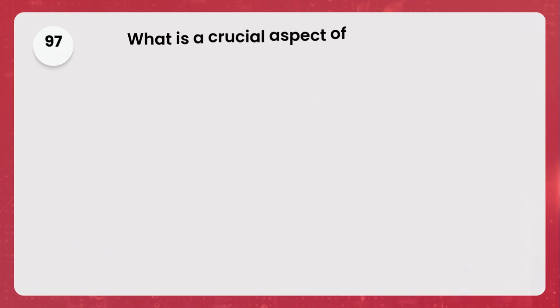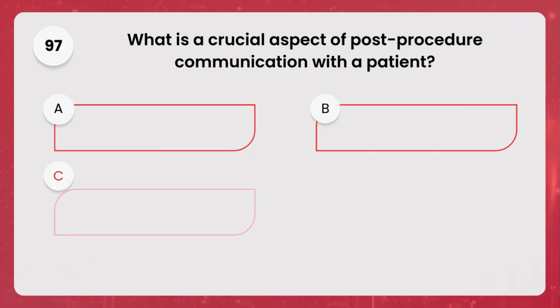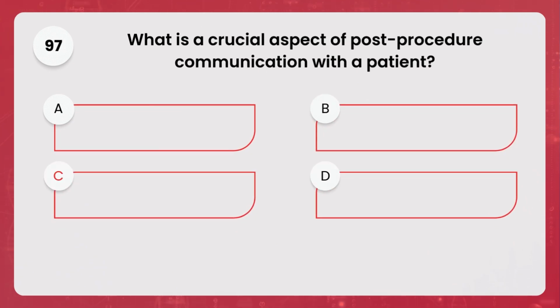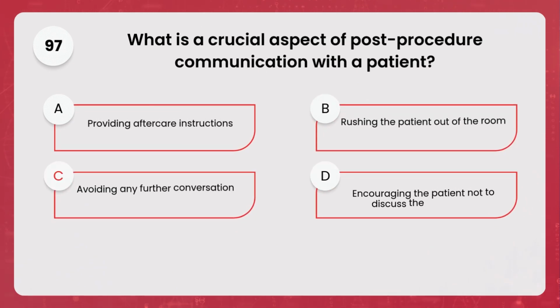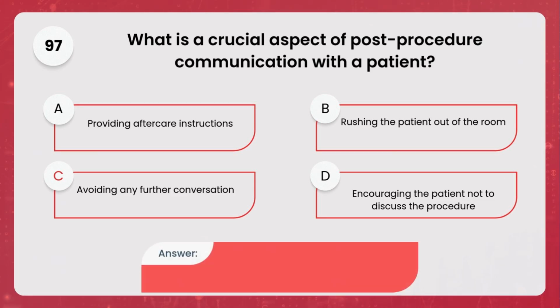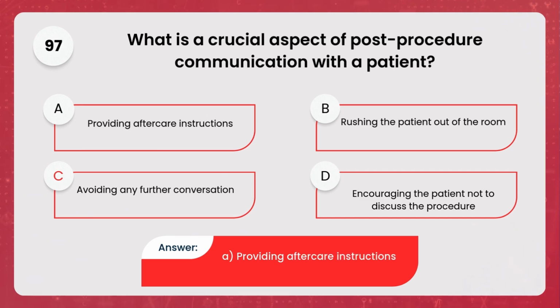Number 97. What is a crucial aspect of post-procedure communication with a patient? A. Providing them aftercare instructions. B. Rushing the patient out of the room. C. Avoiding any further conversation. Or D. Encouraging the patient not to discuss the procedure. The answer is A. Providing aftercare instructions.